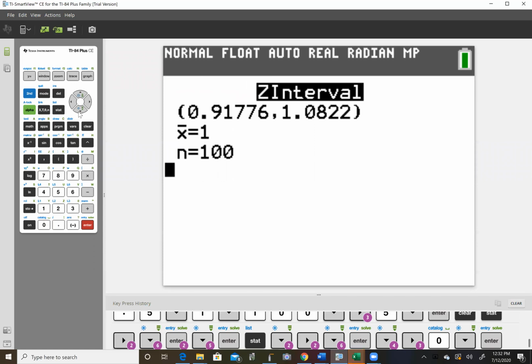So we are 90% confident that the mean lead contamination for trout in that river is going to be 0.91 parts per million to 1.08 parts per million. All right.